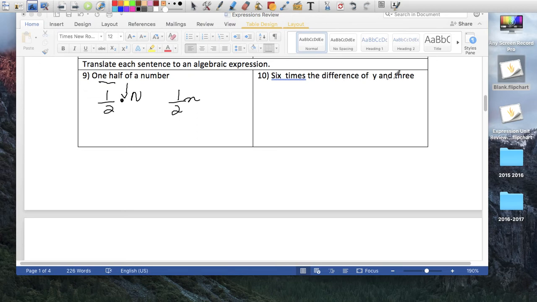Next one, 6 times the difference of y and 3. So 6 looks like this, times looks like this. The difference, you're going to multiply 6 by the subtraction of these two. So let's protect that as a parentheses, y minus 3. That's what difference means, subtraction. So I have to subtract first and then multiply by 6. Okay, so you need that parentheses.